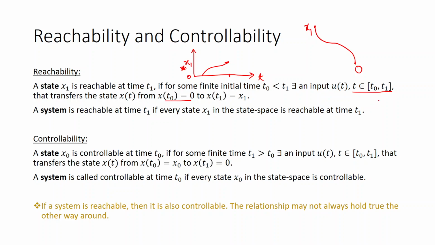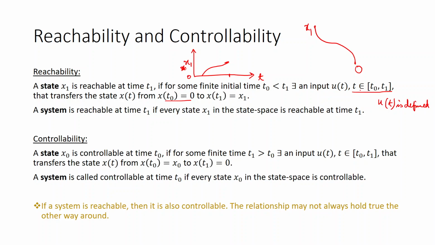This means that u(t) must not become undefined. u(t) is defined between this time period. That means you cannot use an infinite control. That is what it is saying. You cannot use an infinite control. You have to use a finite control. It can be 0 at some instance between t0 to t1. That is fine, but this should be defined.